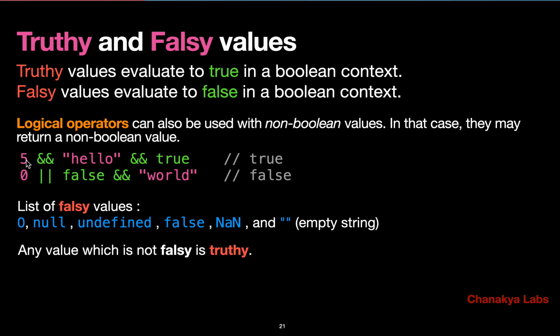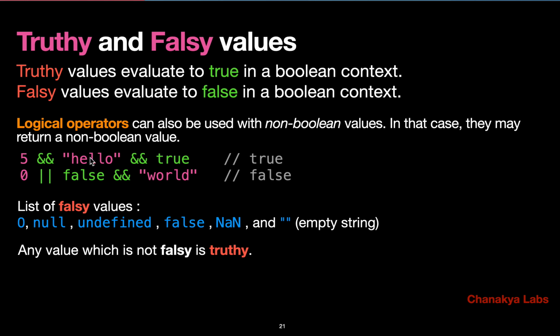So why is 5 truthy? Because 5 is not in this list, and that's why 5 is truthy. 0 is there, and NaN is also a number, but apart from 0 and NaN, there is no other falsy number, and that's why all the positive numbers are truthy. What about negative numbers? Are negative numbers truthy or falsy? Minus 5, is minus 5 truthy or falsy? Minus 5 is truthy. Why? Because anything which is not in this list is truthy.